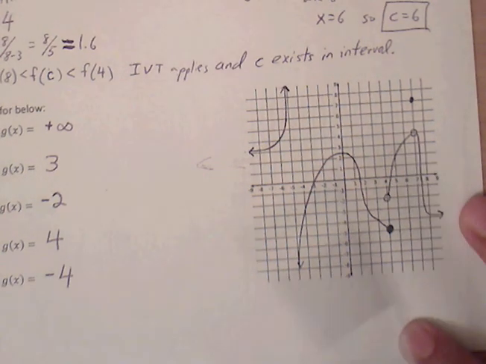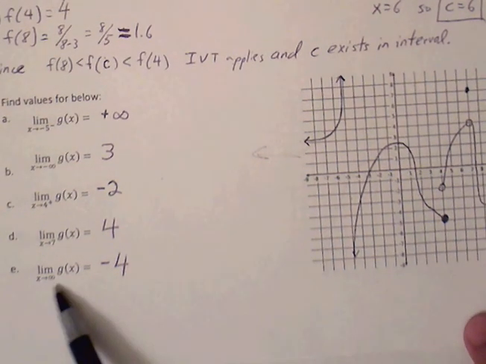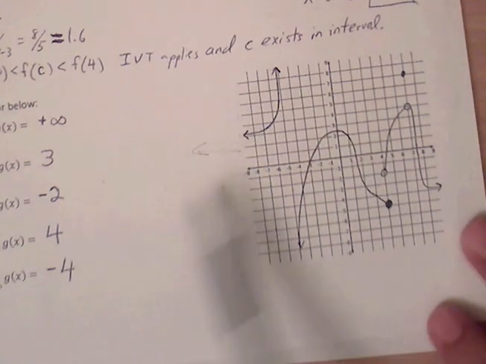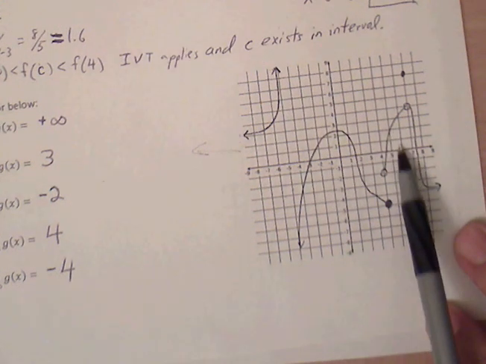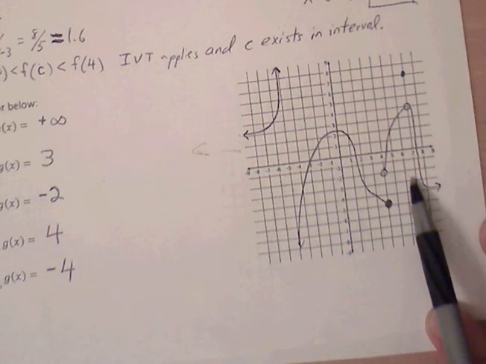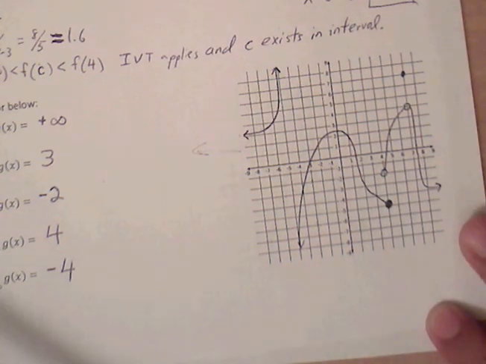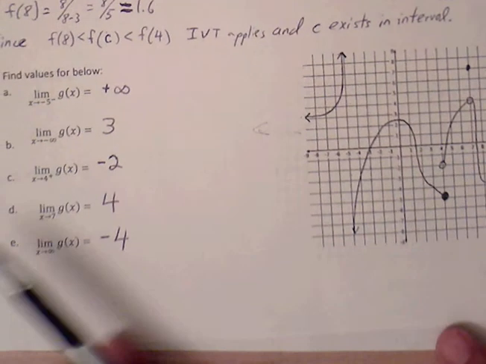Okay, finally, limit as x approaches positive infinity. So we're going to follow the right branch. The right branch heading towards positive infinity is going to be this portion here. This portion we see is leveling out at the y value of -4. So -4 is our limit as x approaches positive infinity.